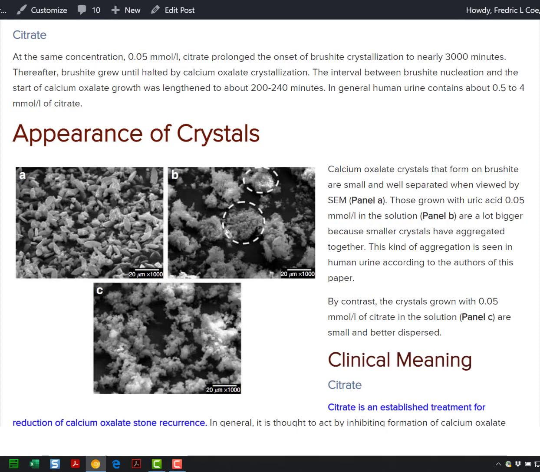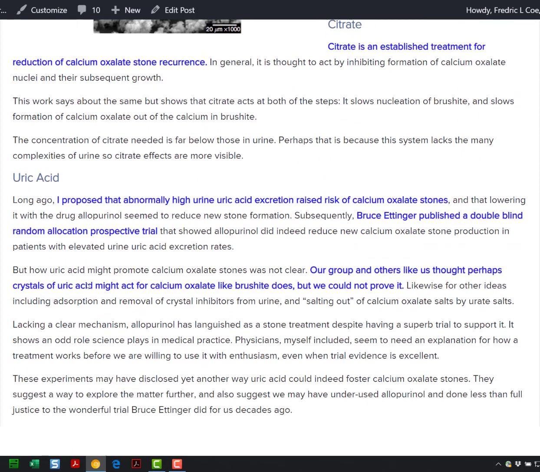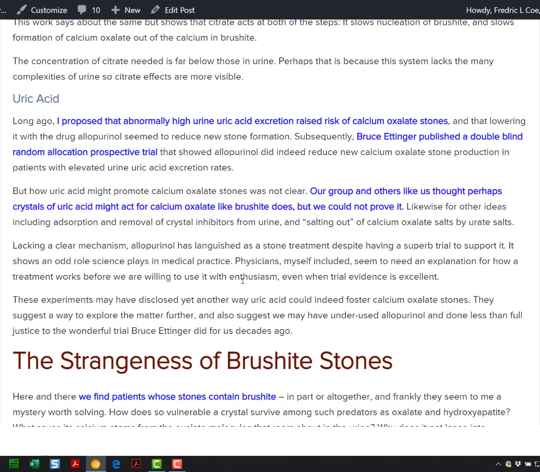Here they are when they grow with uric acid in the solution. They're bunchy and clumpy. They could stay in the tubules. They could stay in the collecting system maybe and grow. And these are the crystals grown with citrate. They're very small. They do aggregate a bit, but they're tiny things. Well, we already know citrate's a terrific inhibitor. Uric acid's a sort of a story.